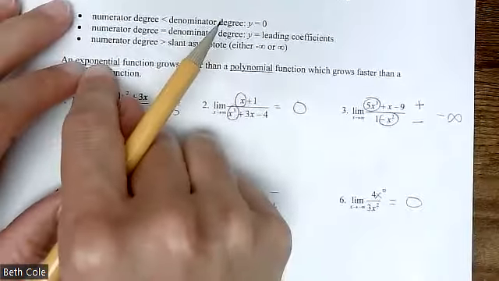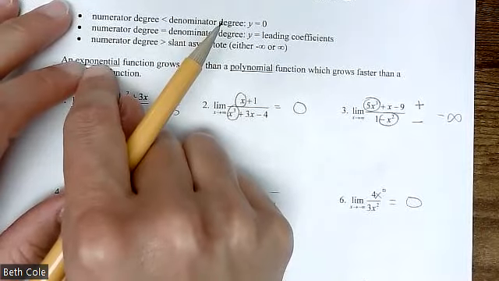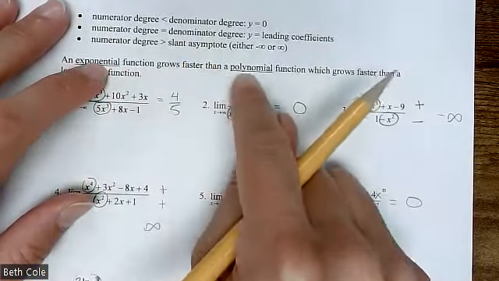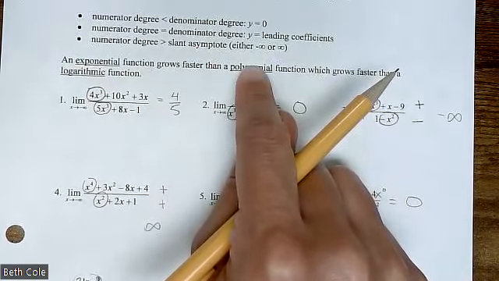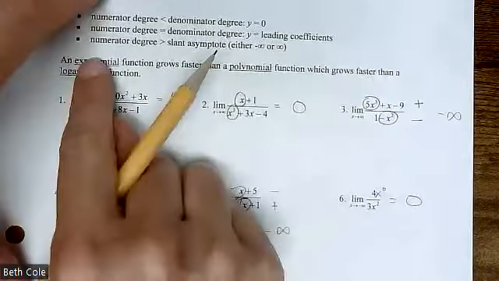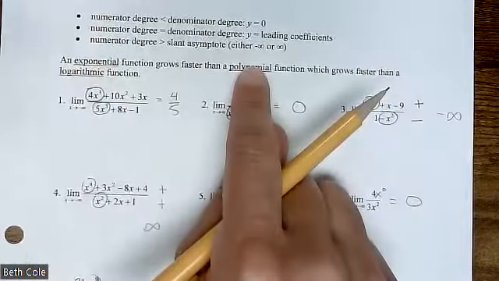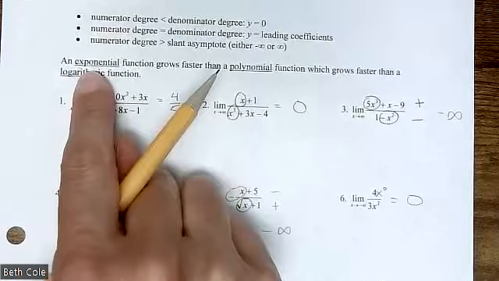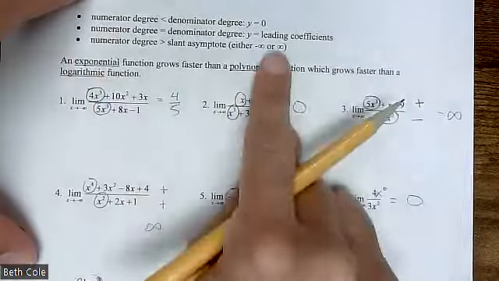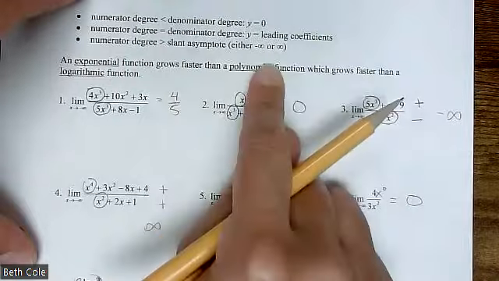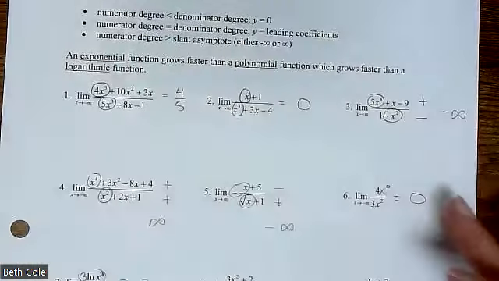An exponential, which would be like e to the x, is going to grow faster than a polynomial. Polynomial means x or x squared or x to the third or x to the fourth, like x to a number. So exponential beats polynomial, which beats logarithmic. So if you're looking for who's in charge here, that's the order in which they go. Exponential is going to grow faster than polynomial, which is going to grow faster than logarithmic.